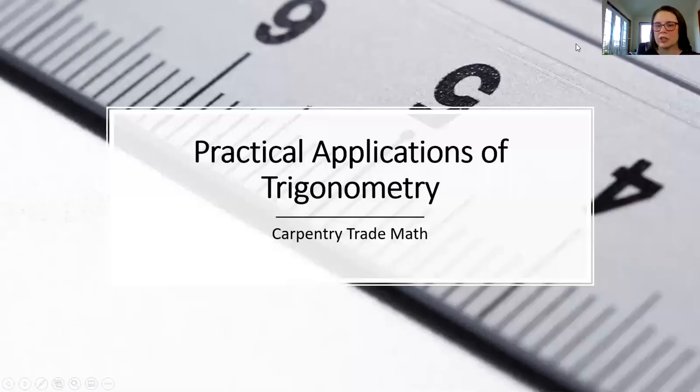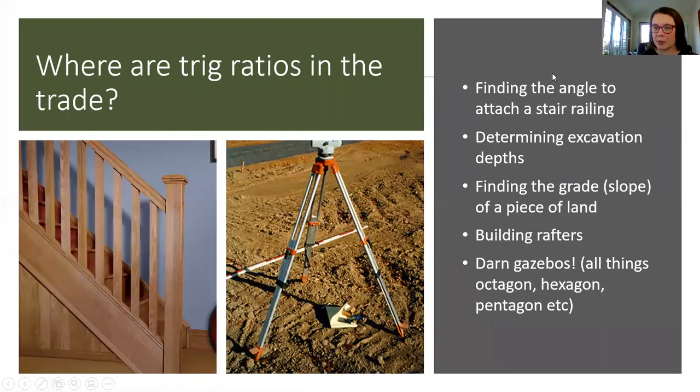So in this lesson, we're going to look at some practical applications of trigonometry. You've done Pythagorean theorem, and we tested that separately, but don't throw that away. That's going to come back up again. And we've looked at sine, cosine, and tangent, the three trig ratios for right angles. Now we're going to apply the math in the trade.